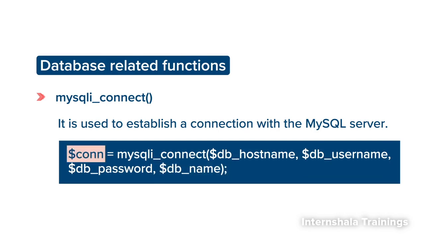$con is the reference object which represents the connection to the MySQL server. If the information of any of these parameters is incorrect while running the SQL query, the function will return a false value. This means it has failed to establish a connection.